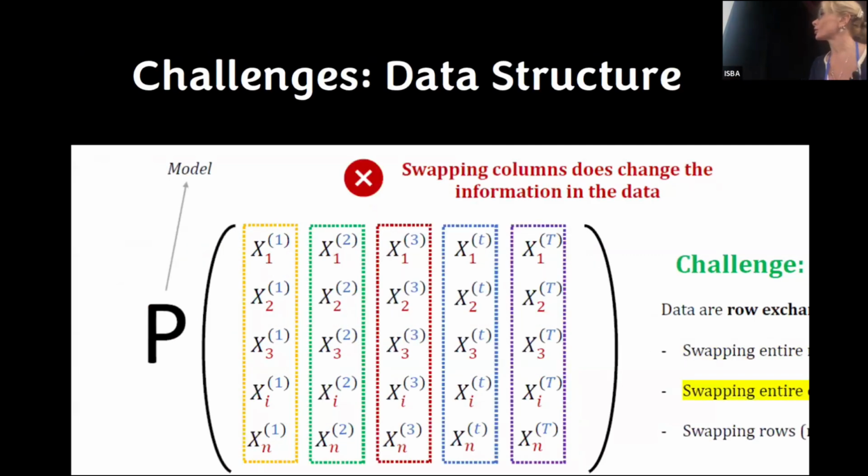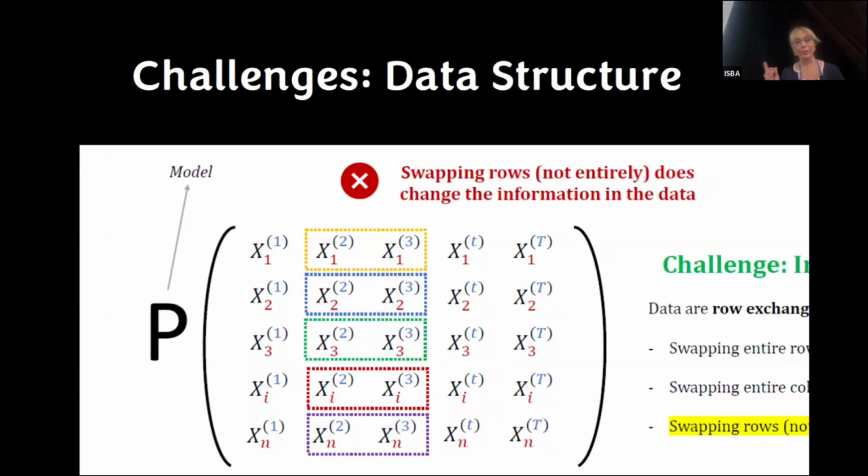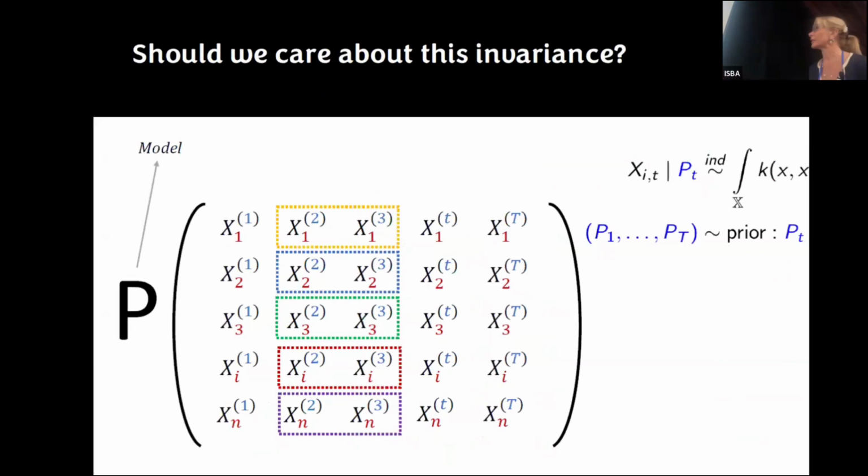Then what we said is that changing the order of the features actually changes the information of the data. And this is because we have assumed that our features are ordered by time or by importance. But as the talk goes on, I will relax this assumption. And then the last thing that we want, which is quite important, is that partial swapping of the rows changes the information of the data. And you might wonder, why do you want this? Why should we care about this?